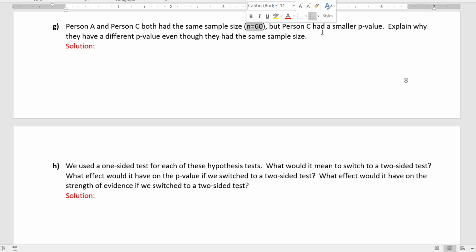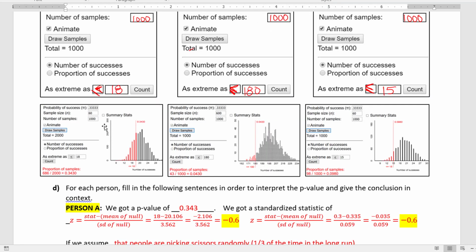Person A and person C both had the same sample size of 60, but person C had a smaller p-value. Explain why they have different p-values even though they have the same sample size. Person A is on the left here. That's the null distribution for person A. It has a sample size of 60, is centered at 0.333, and has a p-value of 0.343. Person C's null distribution is here, has a sample size of 60, is centered at 0.33333, and has a p-value of 0.098. Of course, these two are different.